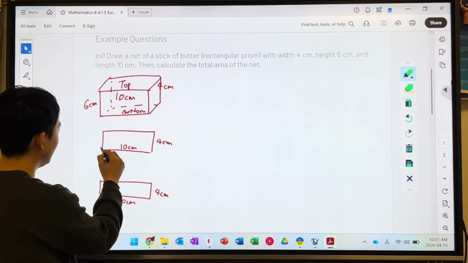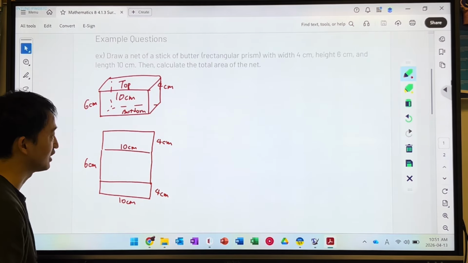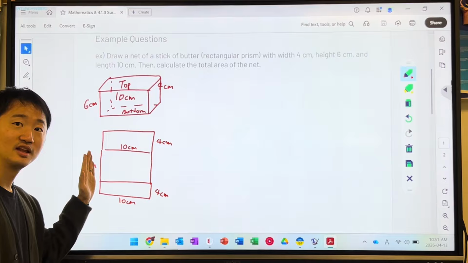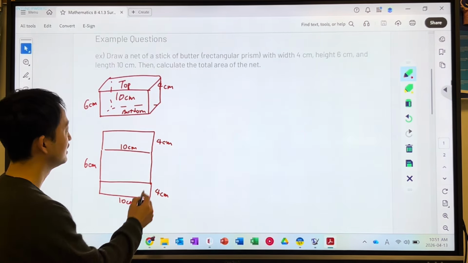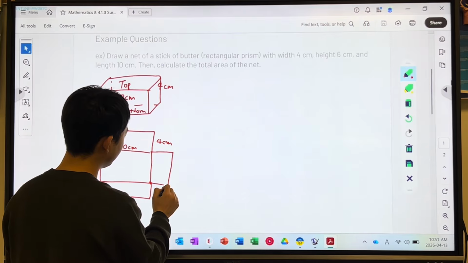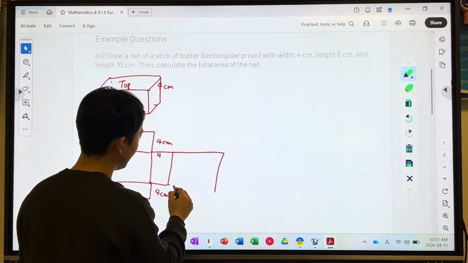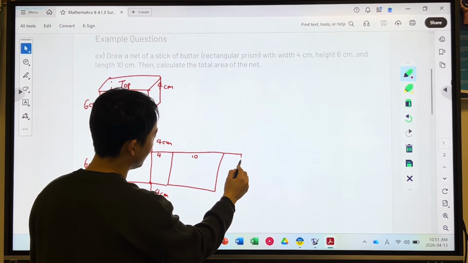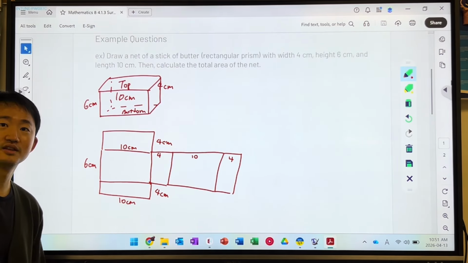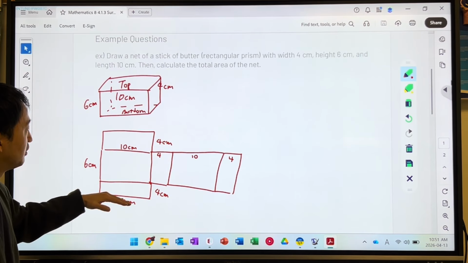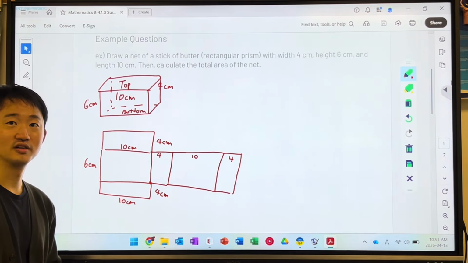And between them are the rectangular faces. Because we know that the height is 6 centimeters, this rectangular face has a height of 6 and a length of 10 centimeters. Now, to draw the rest of the net, the next one will have a height of 6 and a length of 4. That's a 4 here. And the next one will have the long side of 10 here. And then the last one, also a short one of 4 here. So that is the net of this rectangular prism: the top and the bottom face, and the sides, the front and the side views and the back all together.